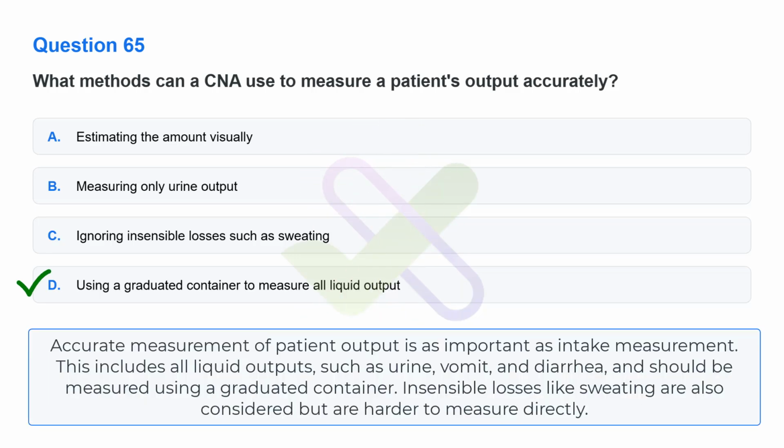The correct answer is D. Using a graduated container to measure all liquid output. Accurate measurement of patient output is as important as intake measurement. This includes all liquid outputs, such as urine, vomit, and diarrhea, and should be measured using a graduated container. Insensible losses like sweating are also considered but are harder to measure directly.